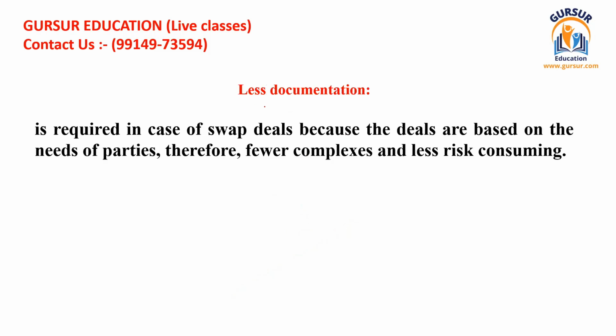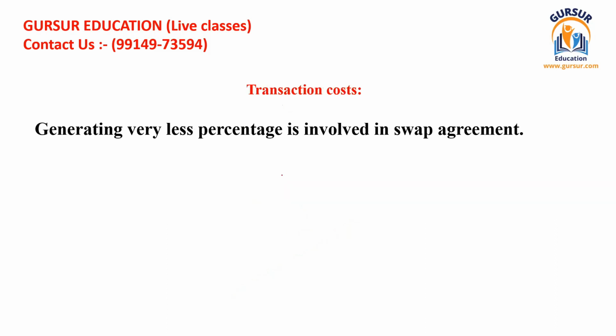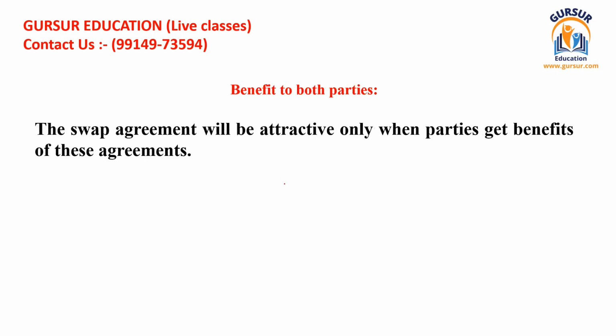Then there is less documentation. In a swap contract, less documentation is needed. Only one contract between the two counterparties is needed, and everything is done at lesser cost. After that, transaction cost becomes very less for both parties, and both parties are in a position of gains. So it benefits both parties. I have already explained this to you.